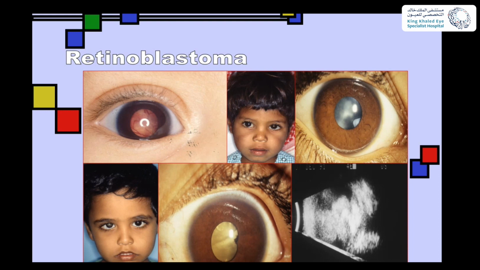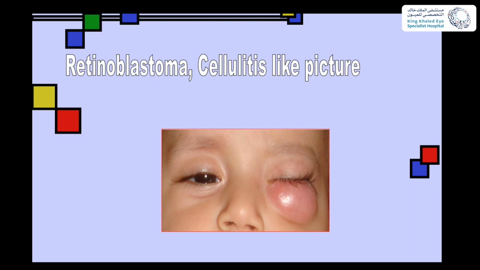This is the same child. You see that he has some cataract, which is very rare. You can see the synechiae. This is after a history of a cellulitis-like picture. This is the B scan, which shows the mass and calcification. This is the cellulitis-like picture patient.